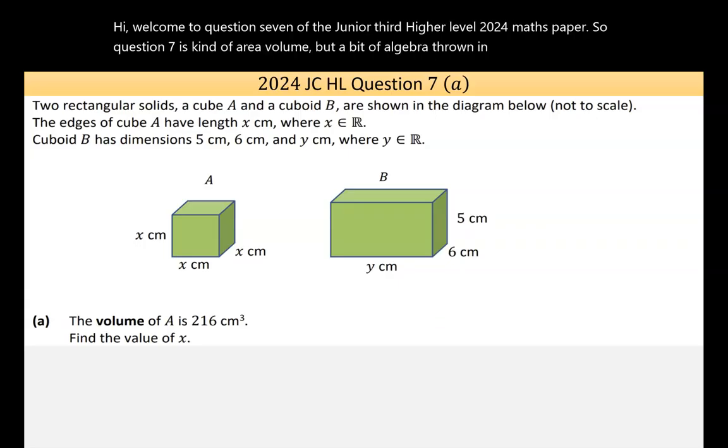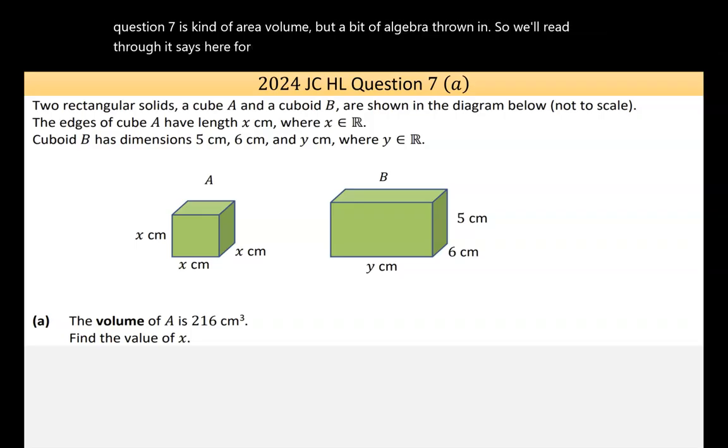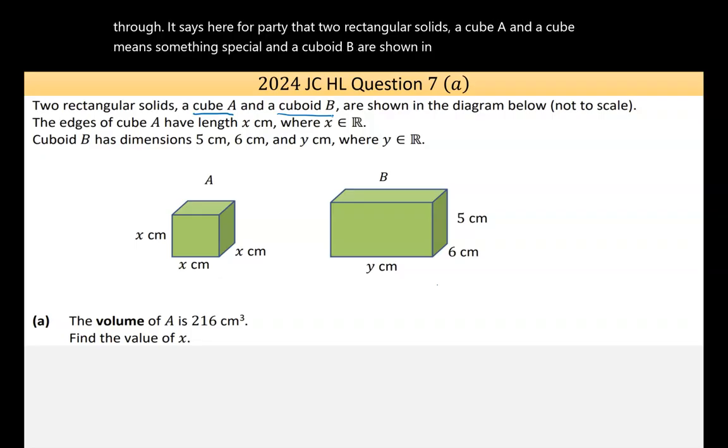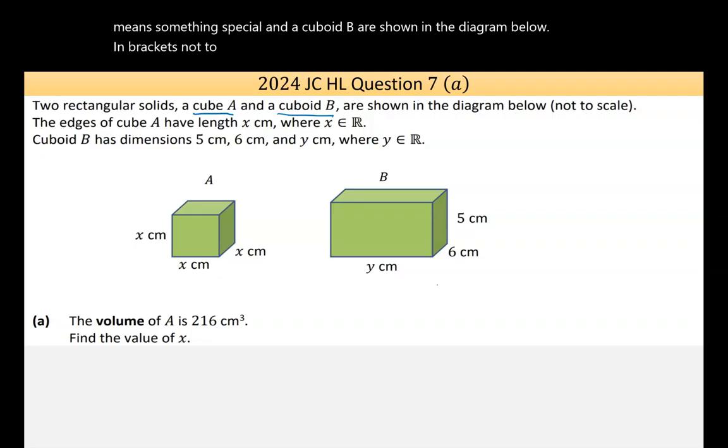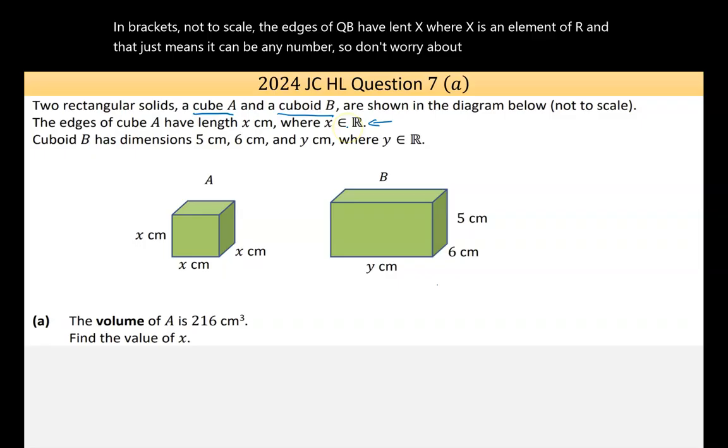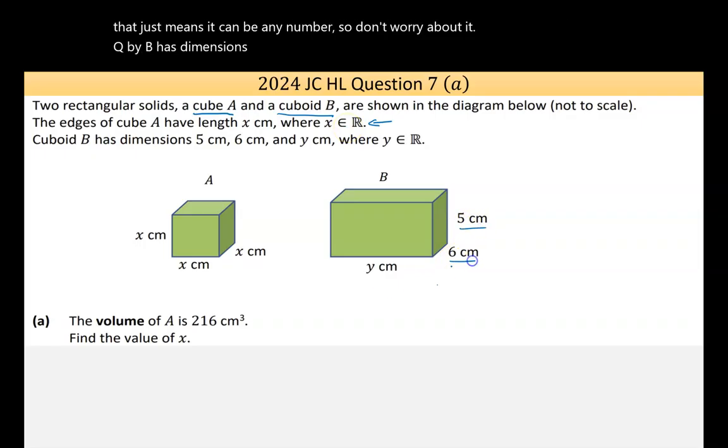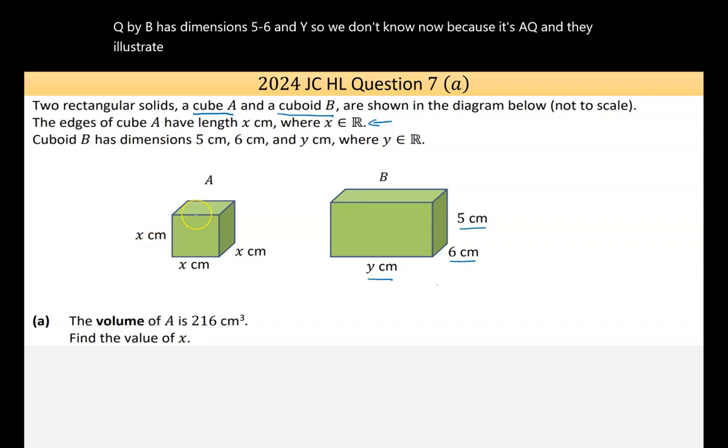So we'll read through. It says here for part A that two rectangular solids, a cube A, now cube means something special, and a cuboid B are shown in the diagram below, in brackets not to scale. The edges of cube A have length x, where x is an element of R, and that just means it can be any number, so don't worry about it. Cuboid B has dimensions 5, 6, and y, so we don't know y. Now, because it's a cube, and they illustrate that, all the sides are equal.